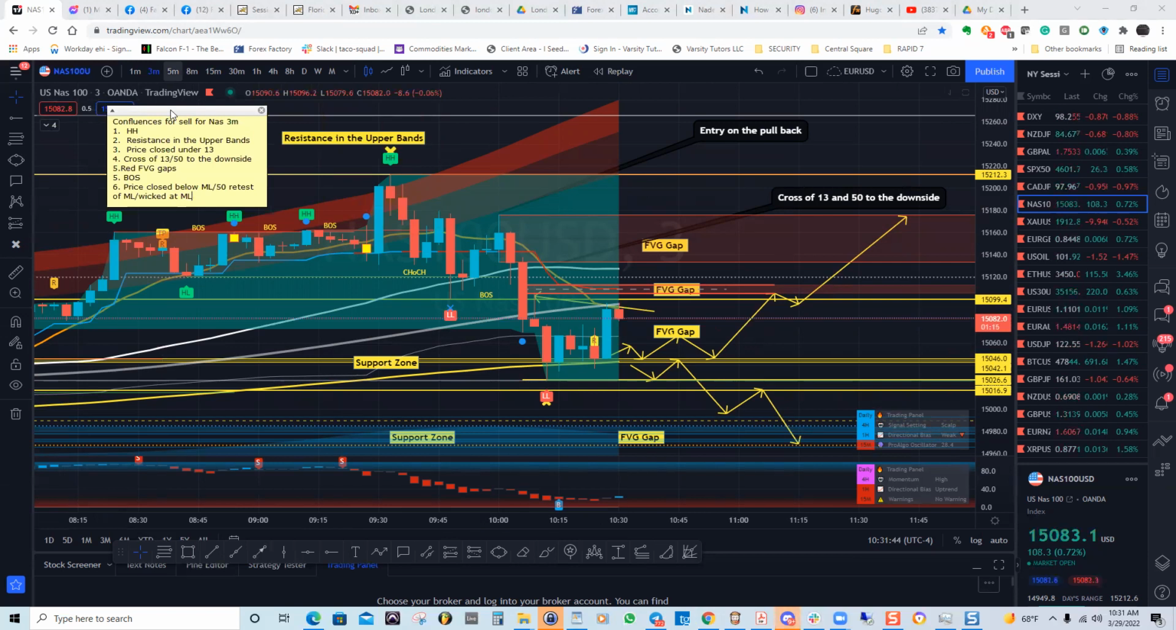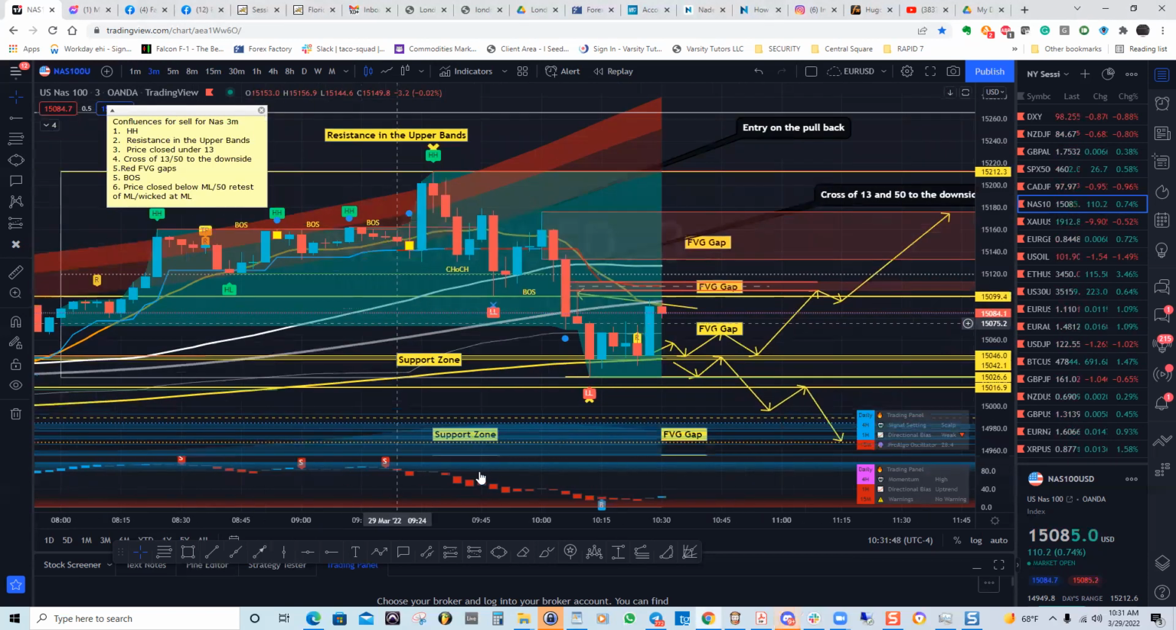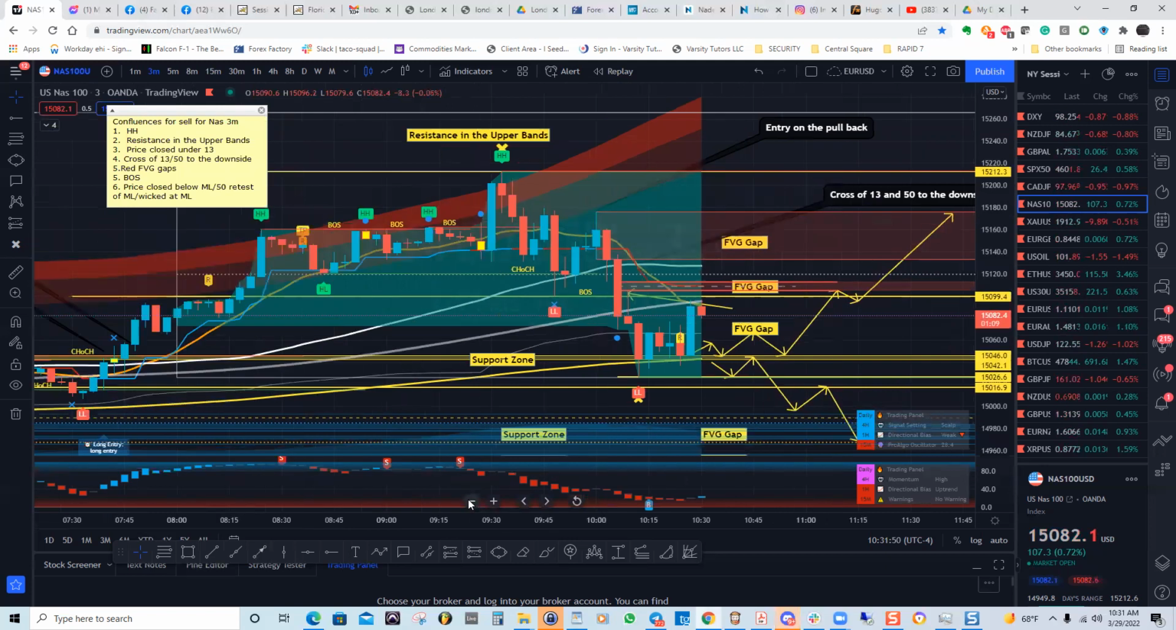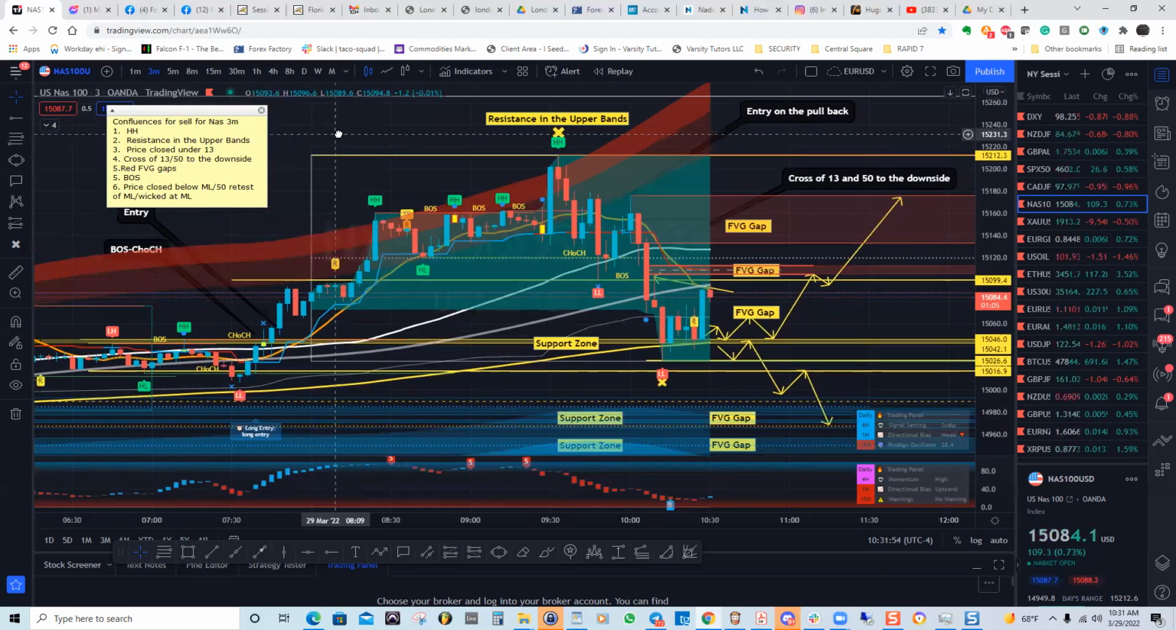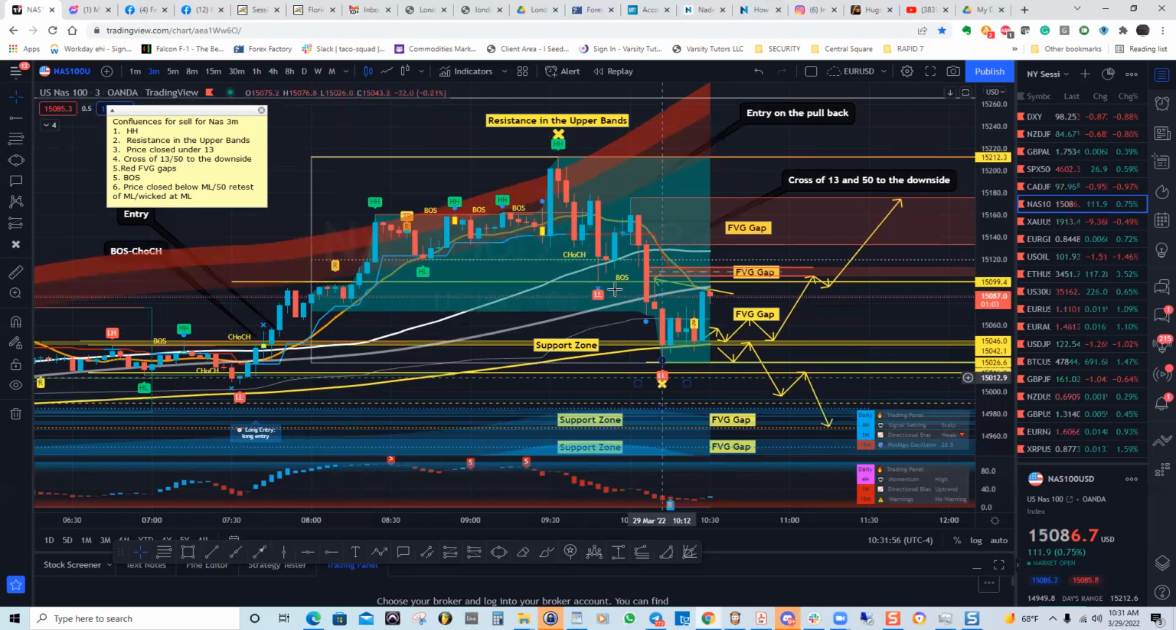I'm going to go to the 3-minute time frame over here and just look at it one more time. Let's zoom out a little bit and see. So you can see why I would have taken this trade. This trade here would have been an opportunity to jump in right here or at the crossover right there. And you have all these confluences. You got a higher high right there. You have resistance and upper bands.